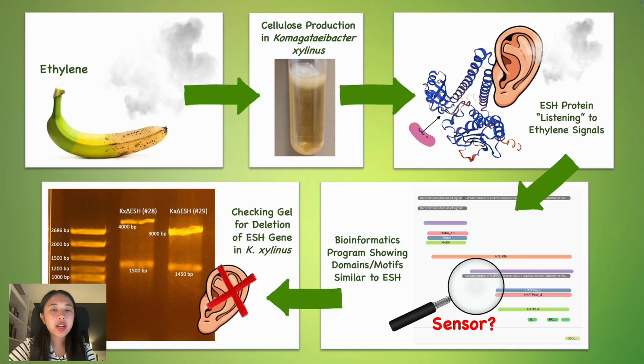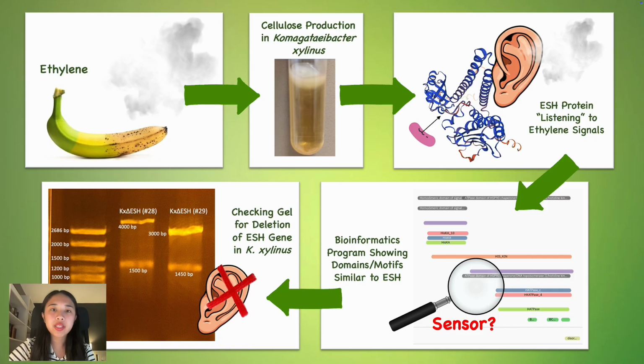This summer, I studied a not yet characterized protein found in Bacter xylanus called ESH, which we hypothesize acts as an ethylene sensor. Think of ESH acting as a potential ear for the bacteria, allowing KX to detect plant signals like ethylene and trigger vital biochemical pathways like cellulose production.